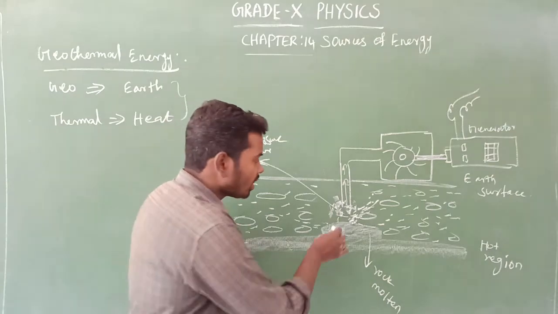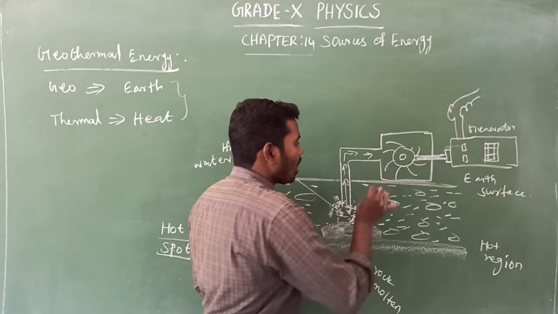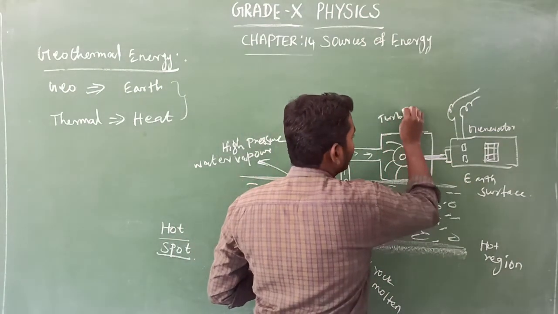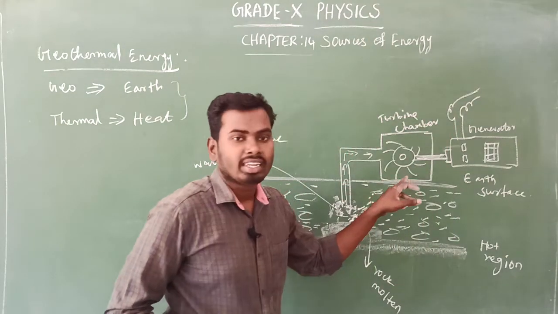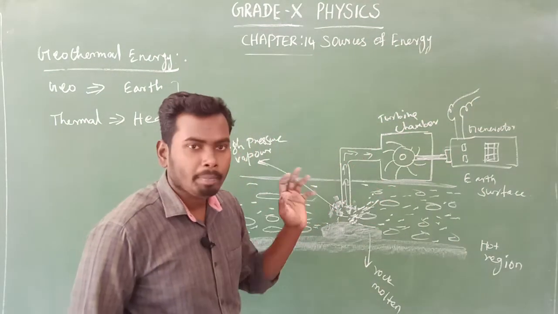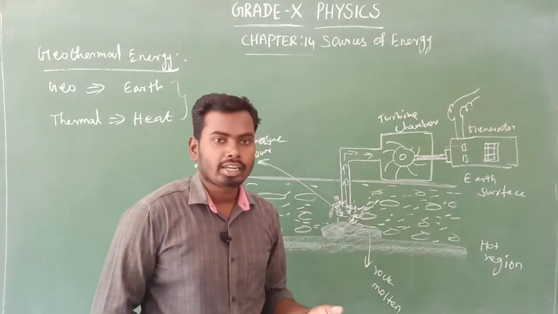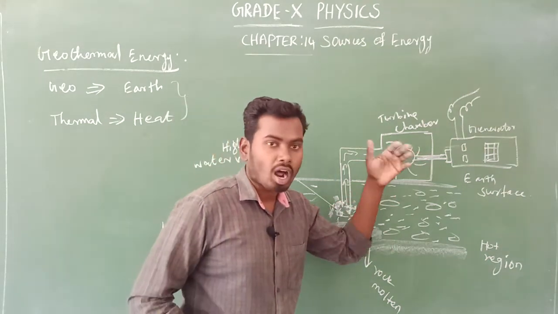The highly pressurized steam passes through the pipe and goes to the turbine chamber. What is that? The turbine chamber. Inside the turbine chamber there will be a turbine. This highly pressurized water vapor falls on the turbine, due to which the turbine starts rotating automatically.